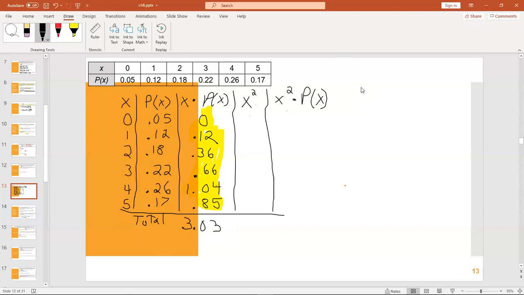So there's two ways to write that. You could say mu equals 3.03. That means the mean. Or alternatively, this is called the expected value, which is E of x. It's just another way of saying the same thing. The expected value of x, or the mean, is 3.03.